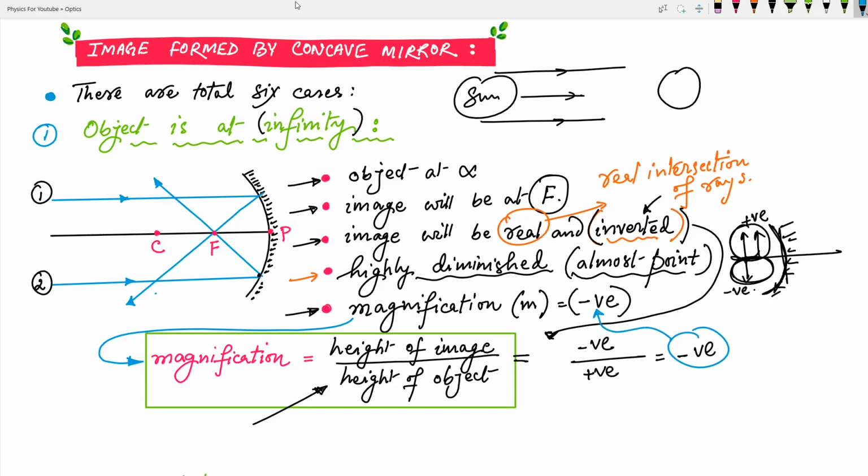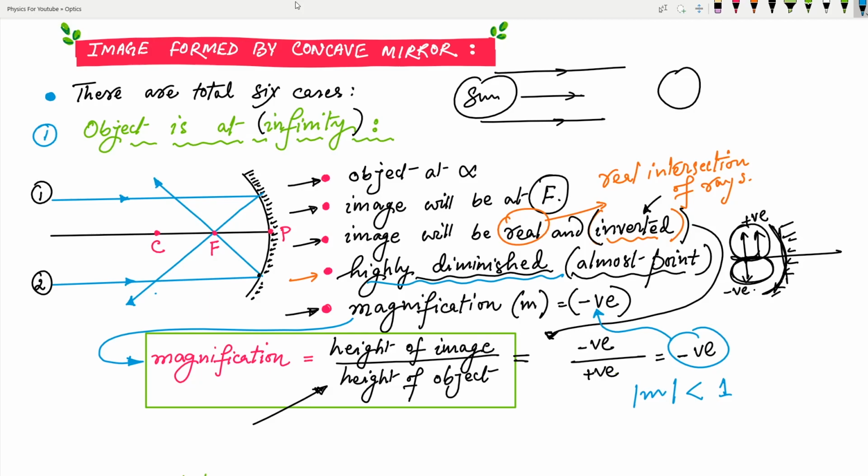Now look at this fourth point. It says that it is highly diminished. So if we take the modulus of magnification, then it will be less than 1. So let me rub this. So magnification will be less than 1, that is the mod of magnification, because the image is getting smaller. Therefore the mod of magnification will be less than 1.